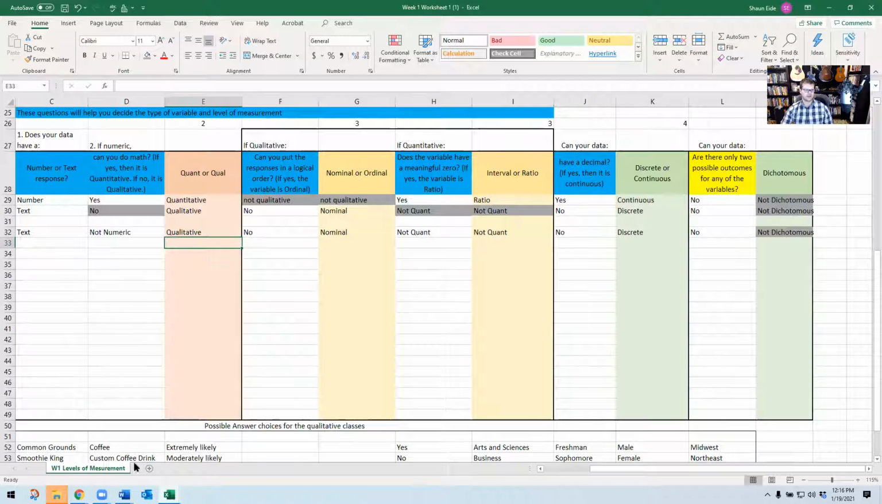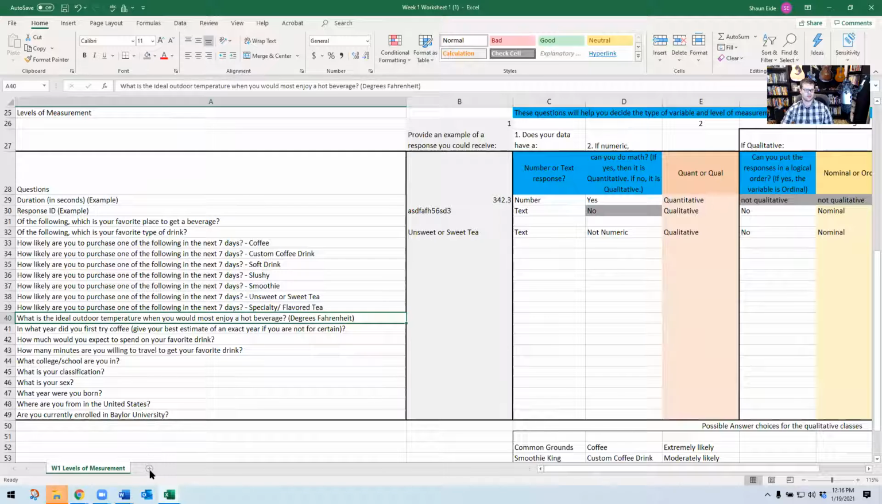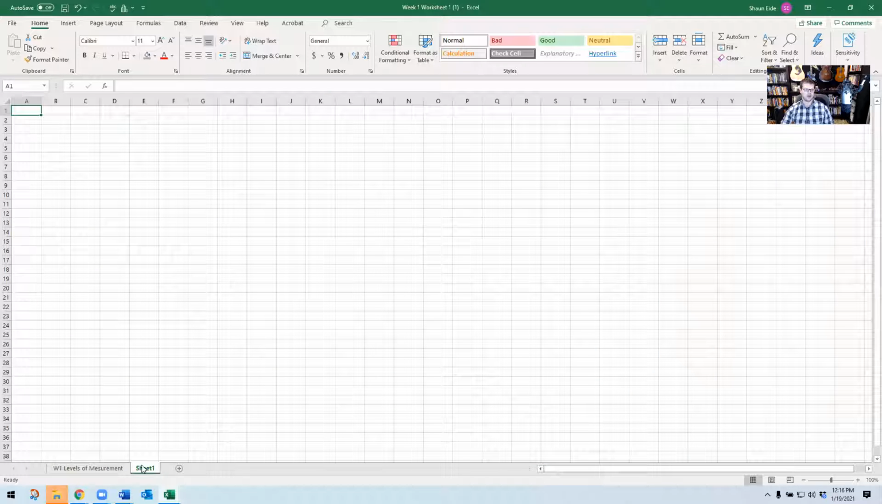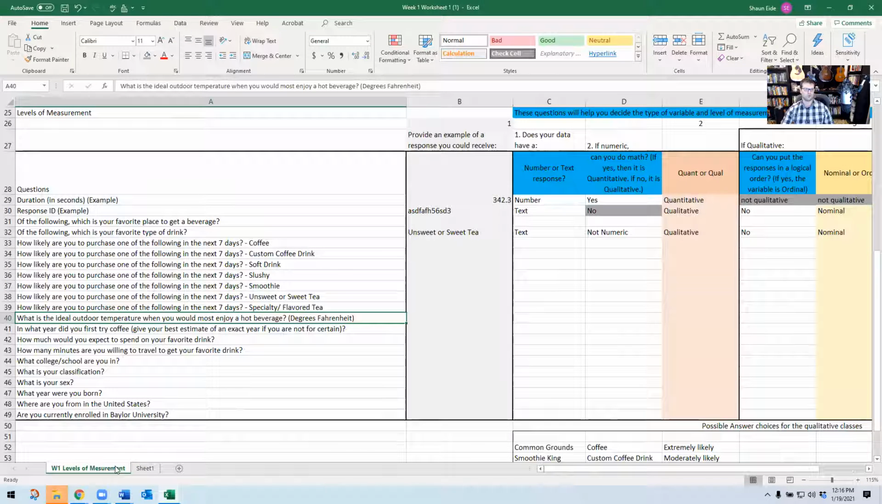I think I'm going to try to add the actual data to the bottom so that you can see. I'm going to update this and put the actual data on this sheet so you can see what it looks like. But this is how you would do this one.